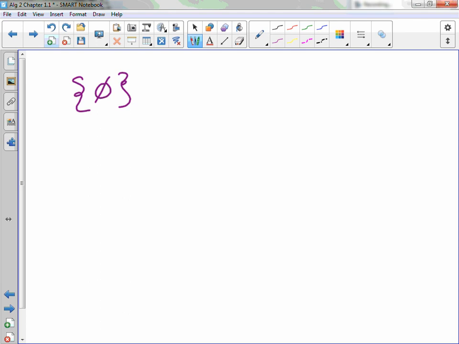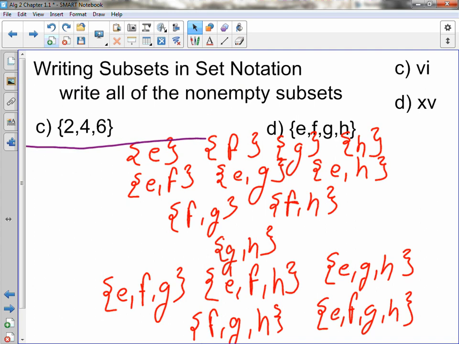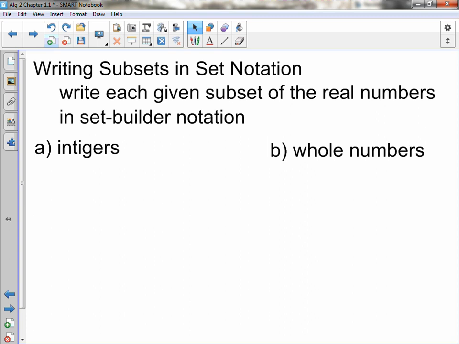And what's a subset of the empty set? Well, I could have the set containing the empty set, which is a subset of the empty set. But I can also say that the set containing the set containing the empty set is a subset of the set containing the empty set. So we can infinitely keep going out with the empty sets. But that's most of the reason why when we talk about subsets, we're looking at the non-empty subsets, because they can go on indefinitely.